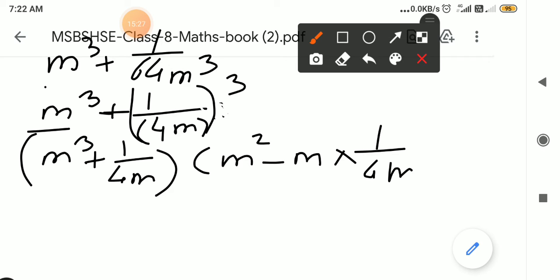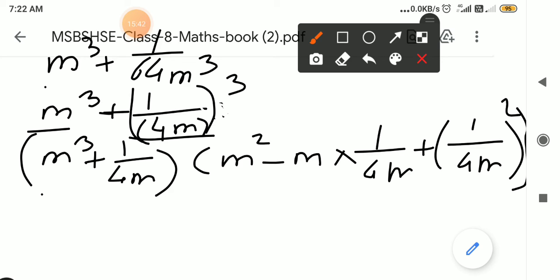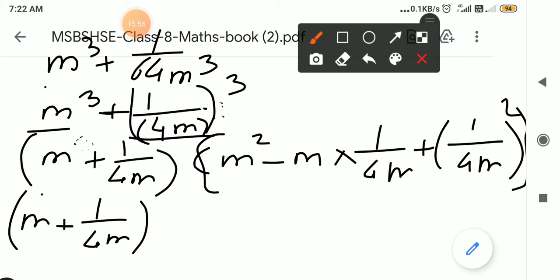So in this way, first term and second term addition we did here: first term square minus both terms multiplication, and then plus second term square. So 1 upon 4m's bracket square. Now the last term here, square, cube written by mistake. Only terms addition we have to do. So here m plus 1 upon 4m is the first bracket. Second bracket: inside, m square right here as it is, minus m gets cancelled with m.